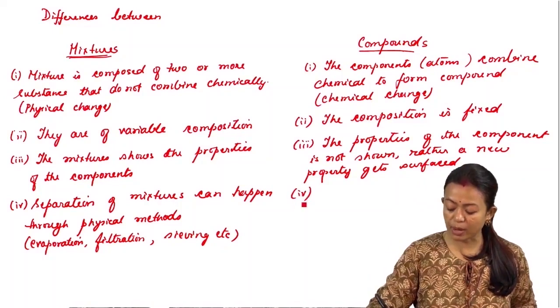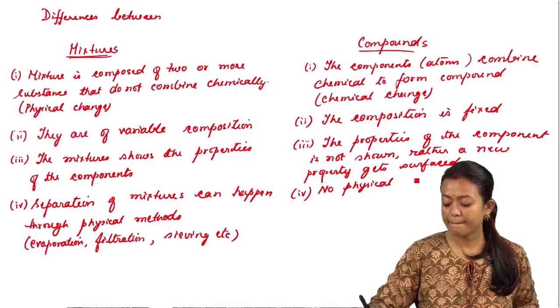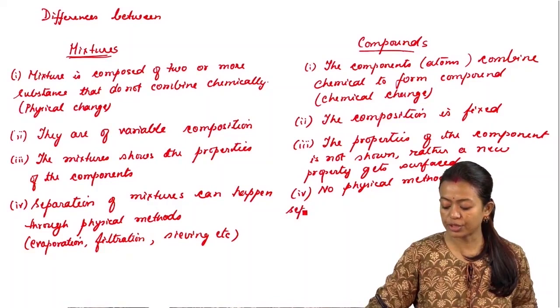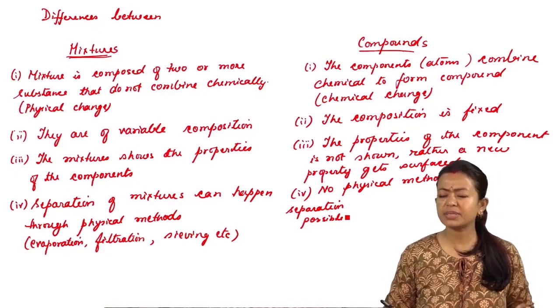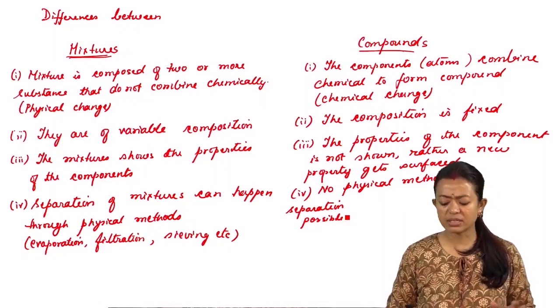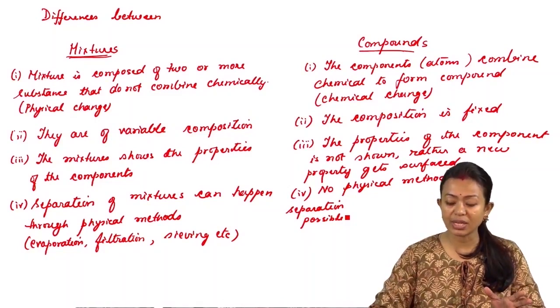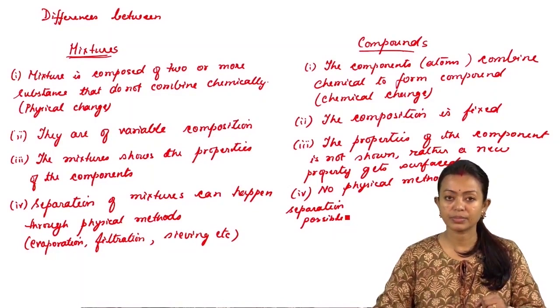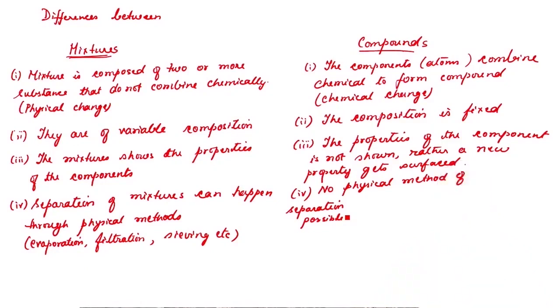Whereas in case of compounds, no physical method of separation possible. Okay, they cannot be separated through physical methods. Maybe some chemical methods can be utilized, but physical methods definitely not. So these are the differences between the mixture and compound. So this will give you at a glance the different properties of mixture and compound.